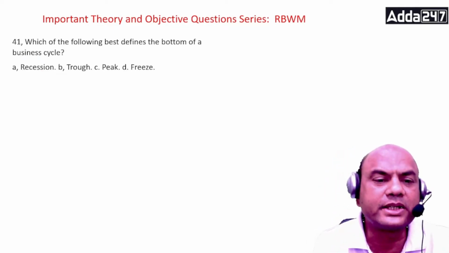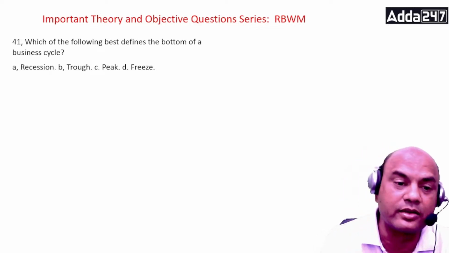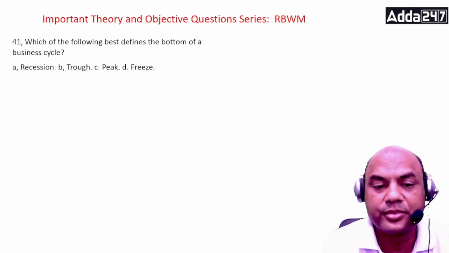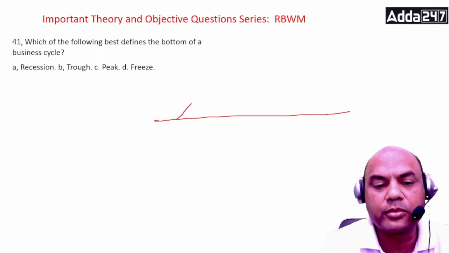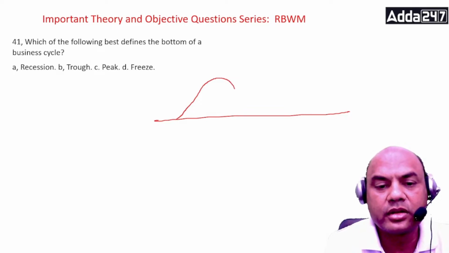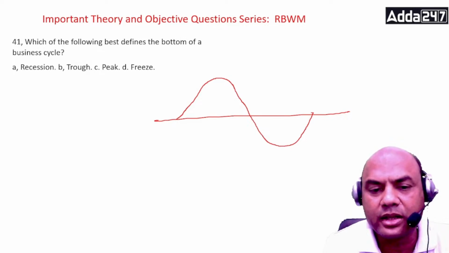Which of the following best defines the bottom of the business cycle? Now understand this. What is the business cycle? See, this is a business cycle. I'll draw it over here. Start from here, move here, then down, here, then down, and then it goes on repeating.